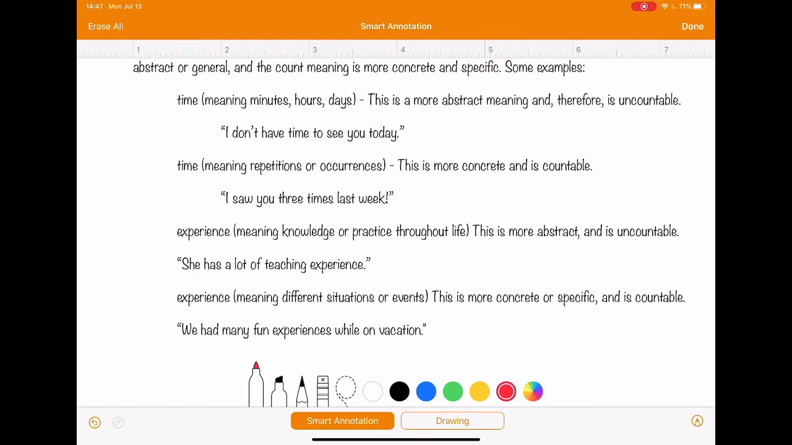Experience is another good example. The first meaning, if I say knowledge or practice throughout life, that's more abstract. I can't touch it. It's uncountable. She has a lot of teaching experience, uncountable.